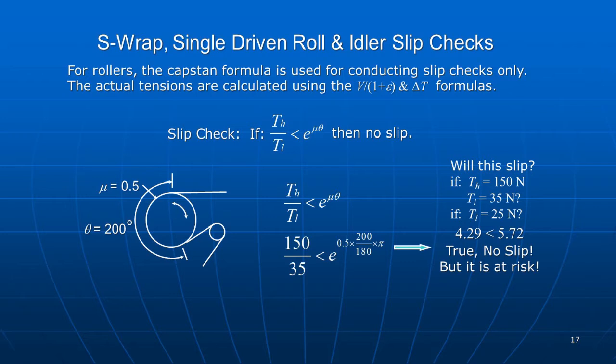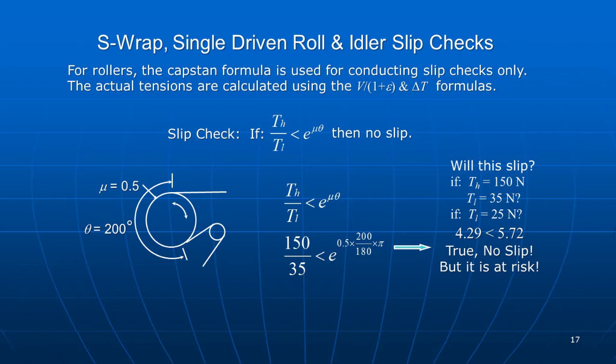And so in an example here, we're going to do a slip check on a single driven roller. It's got 200 degrees of wrap. It's got a coefficient of friction of 0.5. We plug this into the e to the mu theta calculation, and we get an e to the mu theta value of 5.72. So if we look at the tensions, if one tension is 150 newtons and the other one is 35 newtons, that gives us a 4.29 tension ratio, which is less than our 5.72 e to the mu theta value. So that would not slip. But it is fairly close.